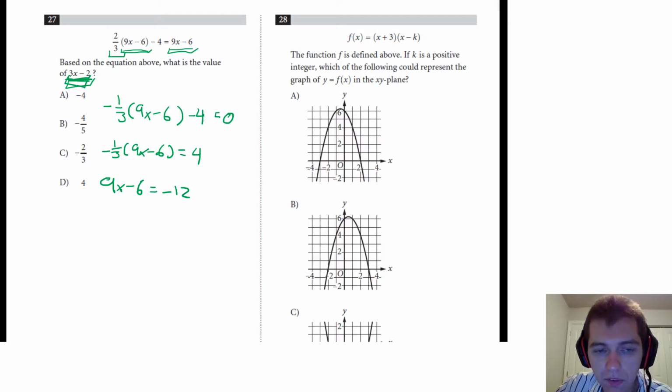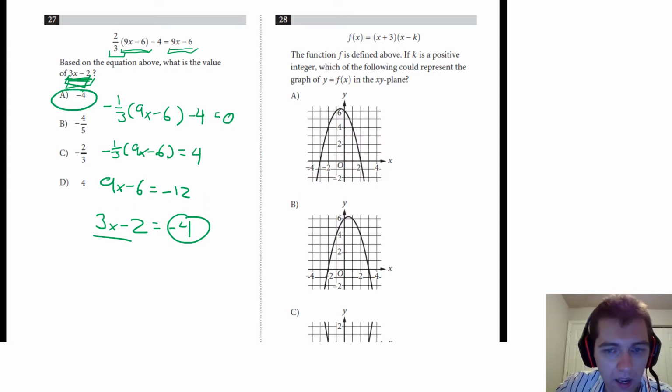So divide everything by 3. 9 divided by 3 will be 3x. 6 divided by 3 is 2. That's what we're looking for, is equal to negative 12 divided by 3, which gives you negative 4. So that means that 3x minus 2 is equal to negative 4, and A is your correct answer.